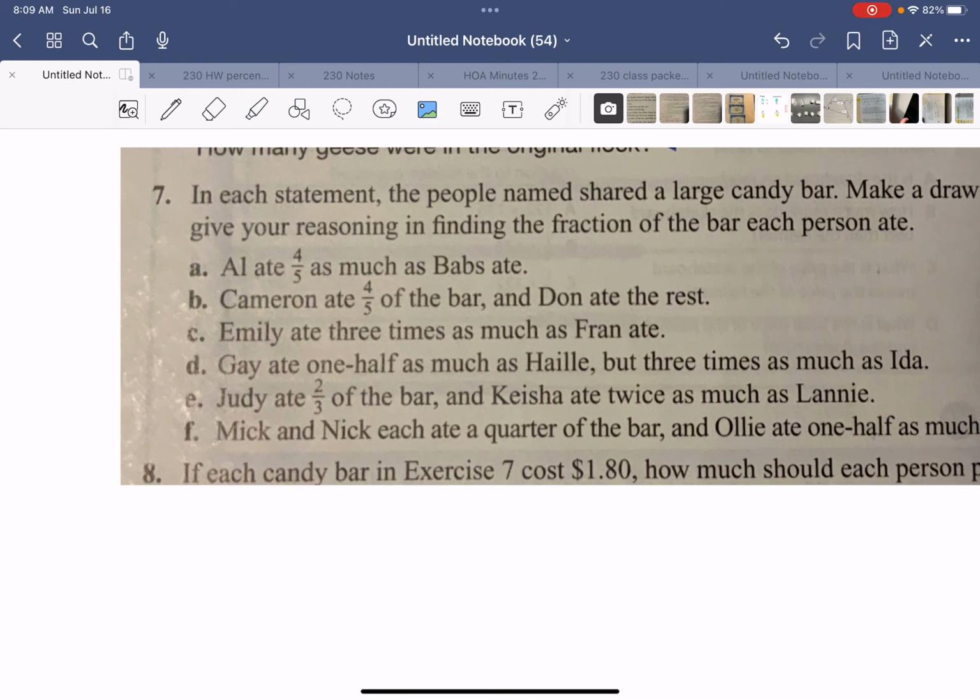Same thing with part B. 4/5 represents Cameron and the bar, and then Emily ate 3 times as much as Fran ate. So you're going to turn 3 into a fraction and roll with that one. But D, E, and F are a little bit different, so I want to give you a couple of tips on how to address those.